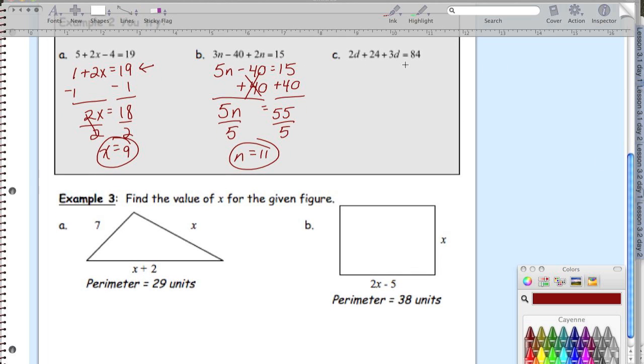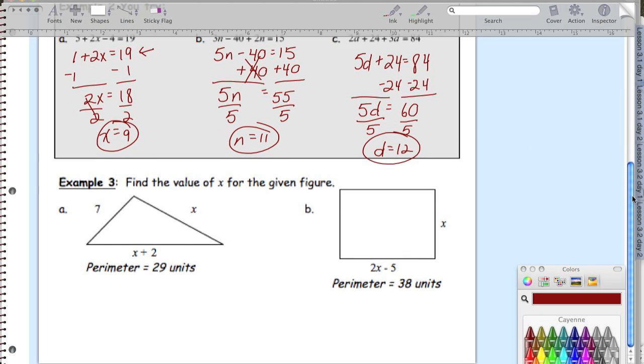2d plus 24 plus 3d equals 84. I'm going to add 2d and 3d and get 5d plus 24 is equal to 84. Subtract 24 on both sides. I get 5d equal to 60. Divide by 5, divide by 5, d equals 12.